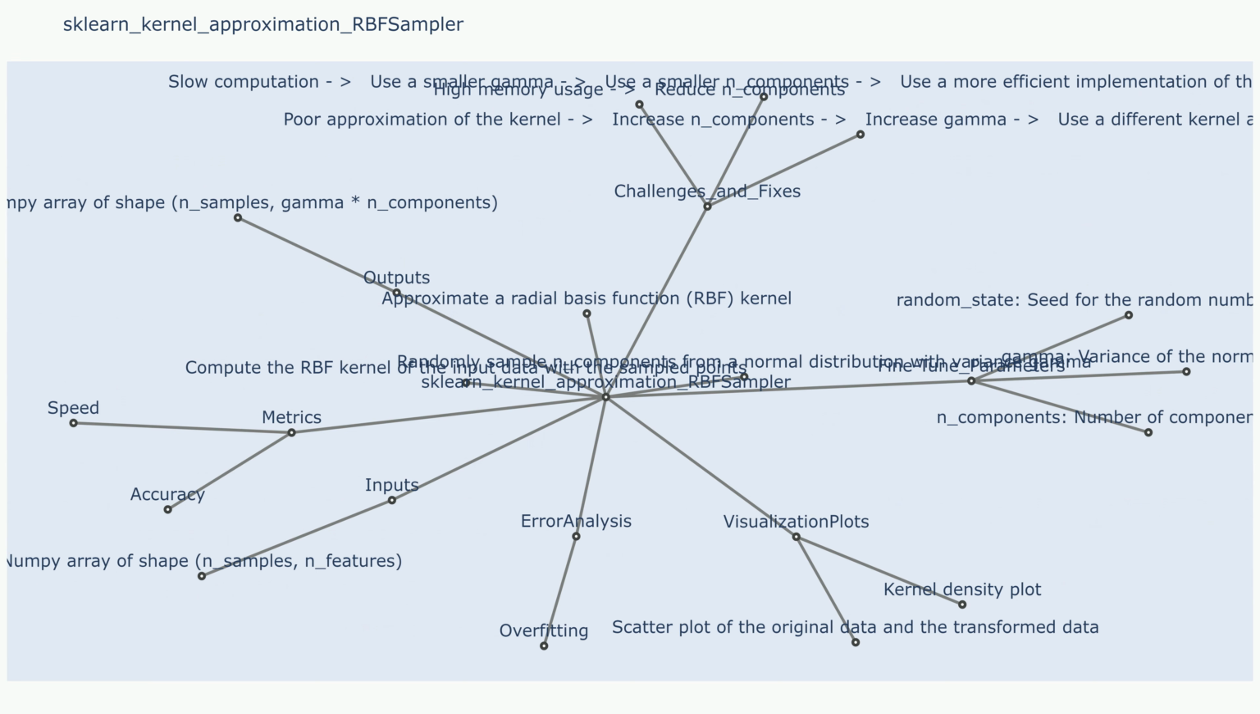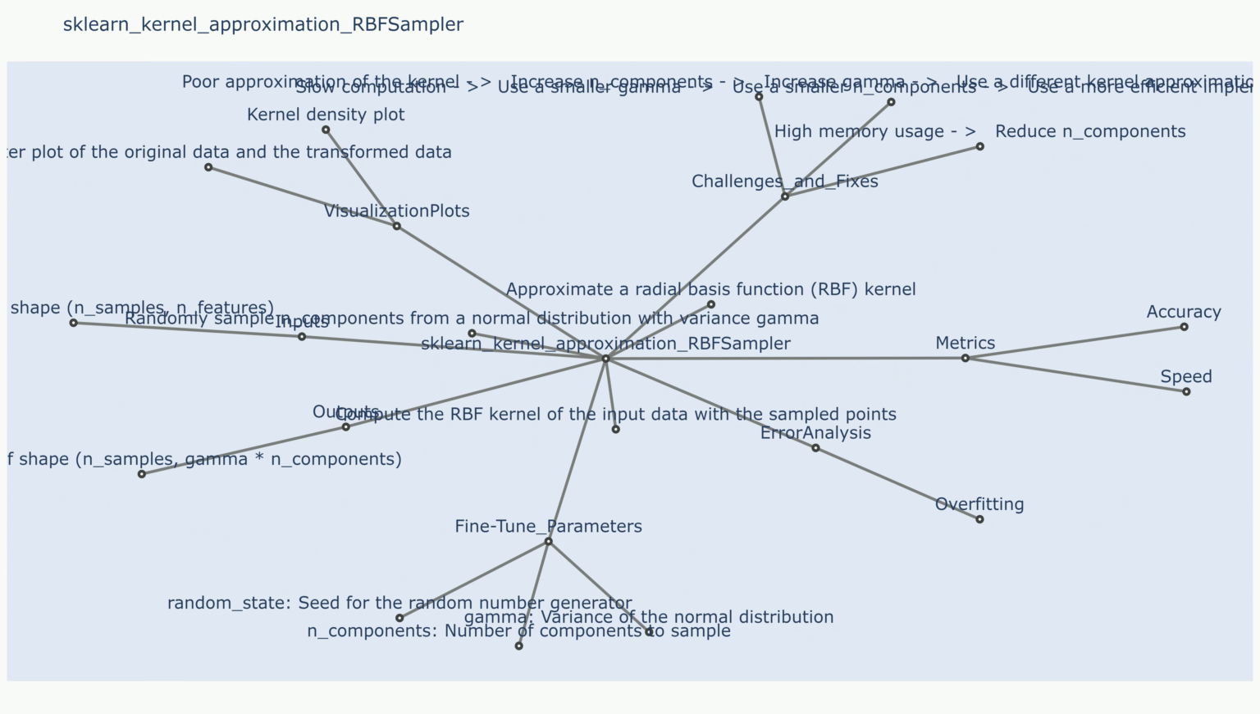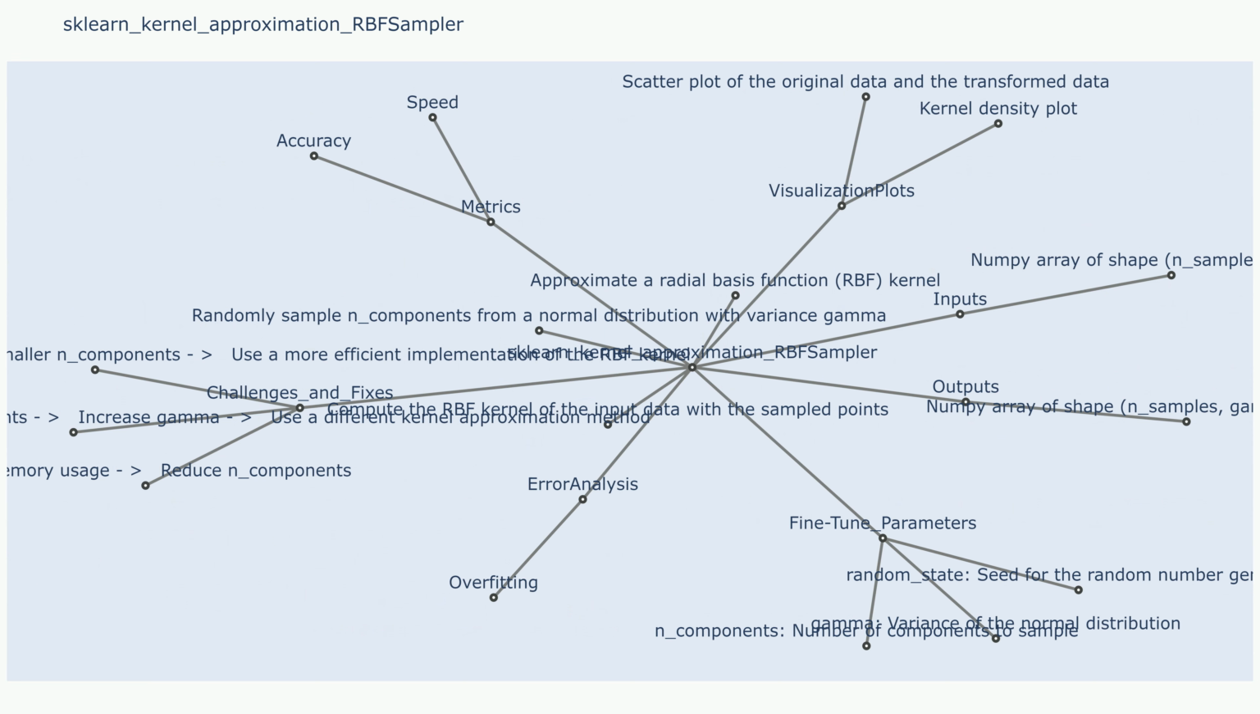Challenges and fixes. Challenge 1: overfitting. If the number of random features is too low, the model might overfit to the training data, leading to poor generalization performance. Sample use case: using a small value of n components, the model might achieve high accuracy on the training set but fail to perform well on unseen data. Fixes: increasing the value of n components to reduce the risk of overfitting.